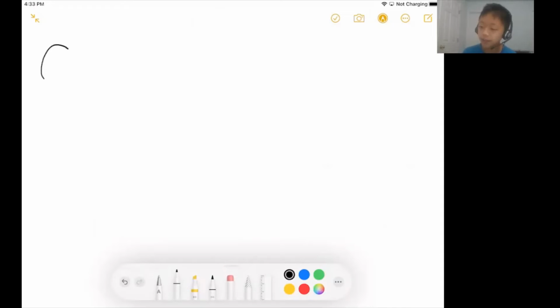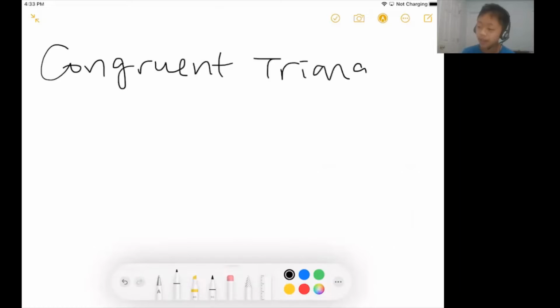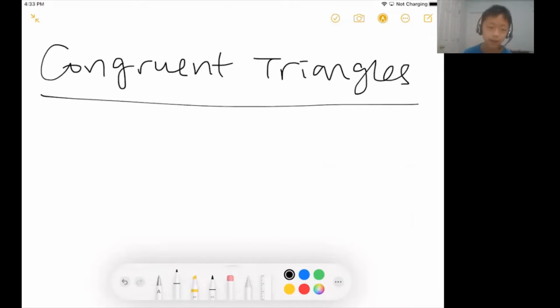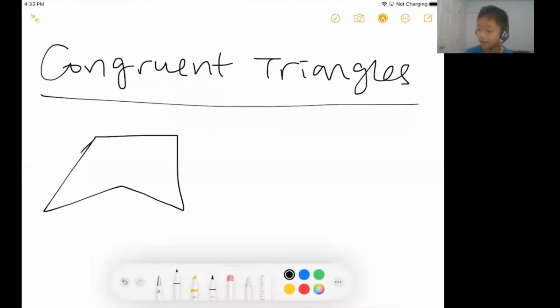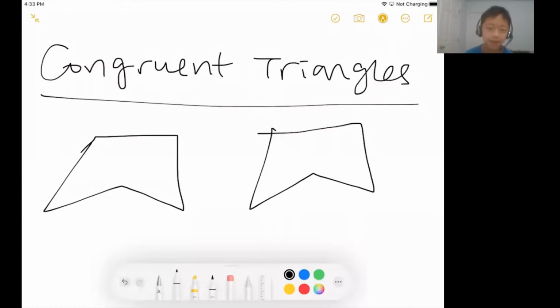Well, basically, let's first define what the word congruent means. When we say that two figures are congruent, that essentially means that the two figures are the same. So if I have this weird shape, and let's say I have this weird shape as well, clearly these two shapes look the same. So if two figures have the same shape and the same size, then we say they're congruent.